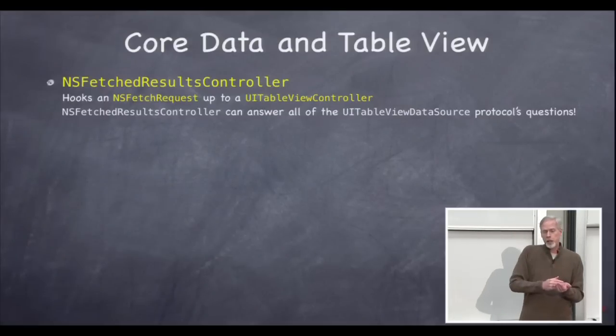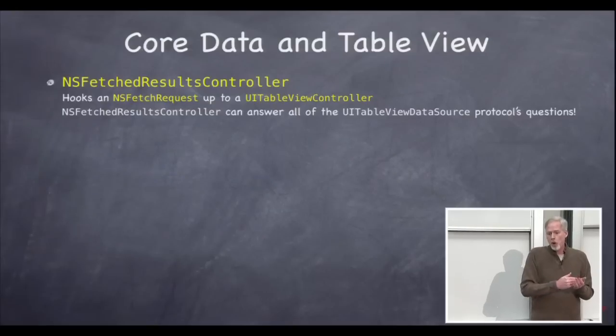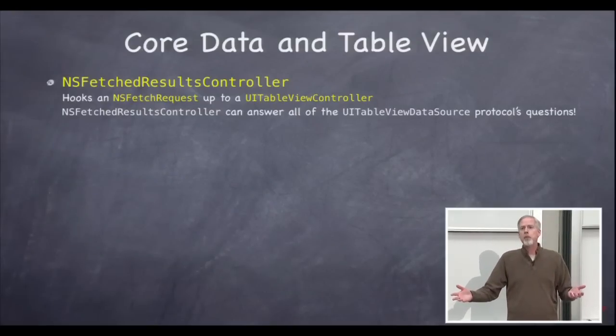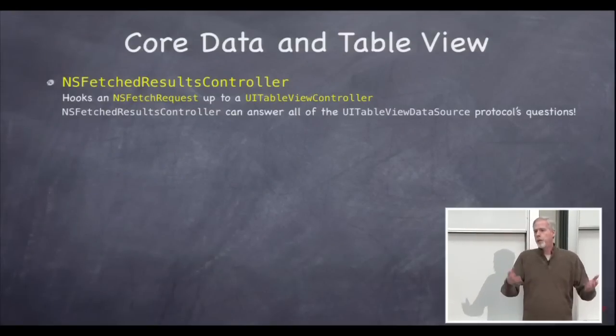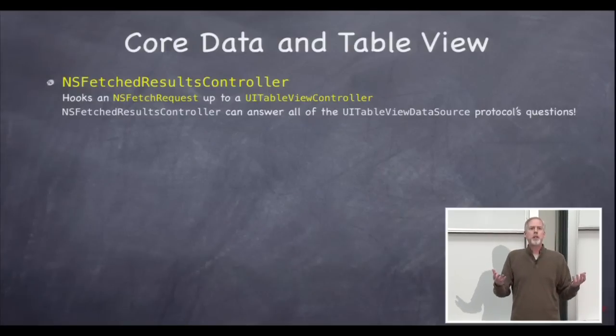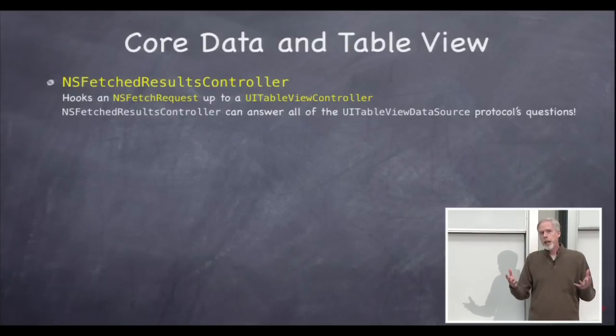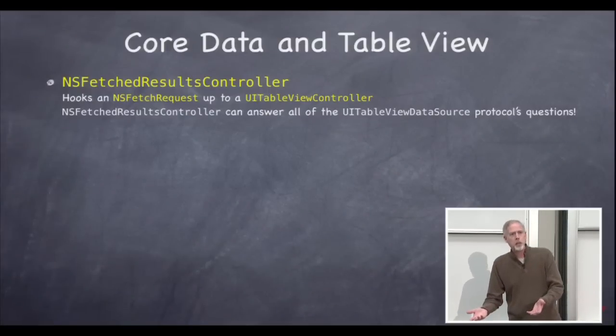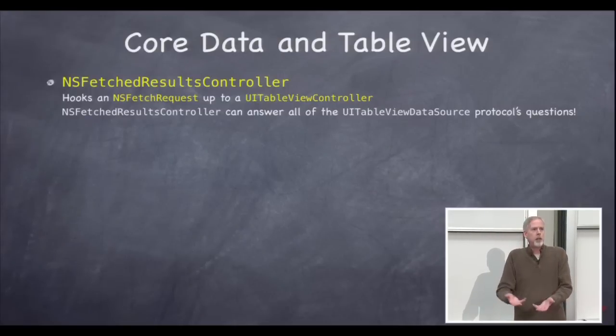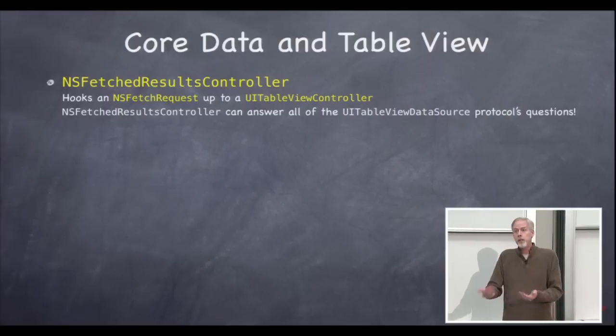And then the first thing that it does is it can answer all the questions in the UITableViewDataSource protocol, like how many sections are there? How many rows in a section? Okay? The only question it can't do is cellForRowAtIndexPath, right? Where it has to give a cell to the table, you have to do that yourself. But even that it'll help you with.